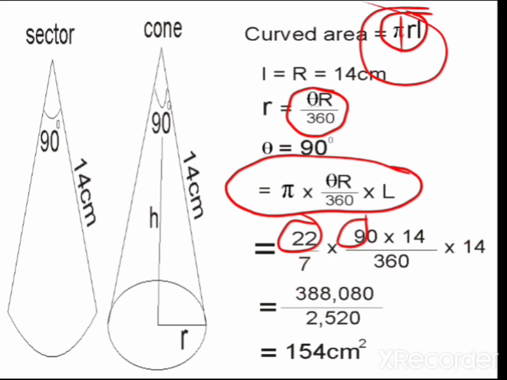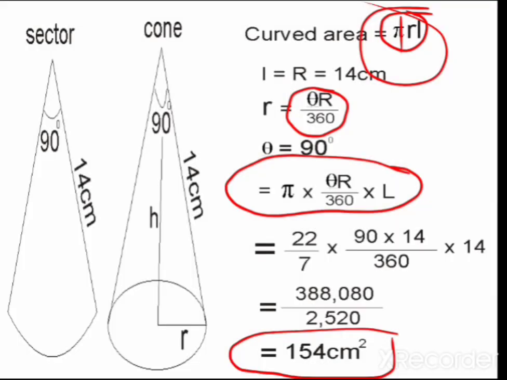Then what we do next is 7 times 360, which is equal to 2,520. So we carry out the basic operation here: 388,080 divided by 2,520 is equal to 154 centimeters squared. So that's the area of the curved surface of the cone.